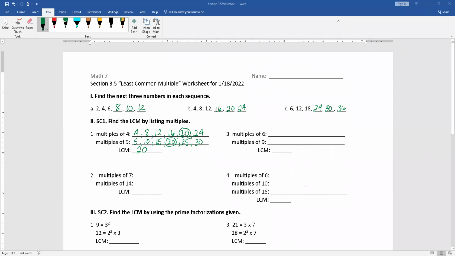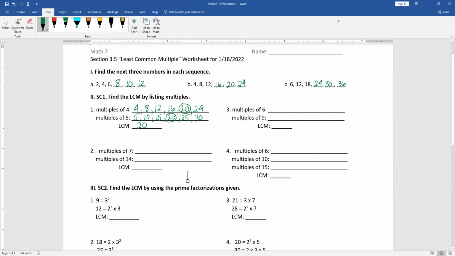Let's try this again. Look at number 2. Multiples of 7. We have 7 times 1 is 7, 7 times 2 is 14, 7 times 3 is 21. Hopefully you've already seen we have a common multiple here. But 7 times 4 is 28. That's as far as I'm going to go. 14 times 1 is 14. 14 times 2 is 28. 14 times 3 is 42. And then 56, I think. Yeah.